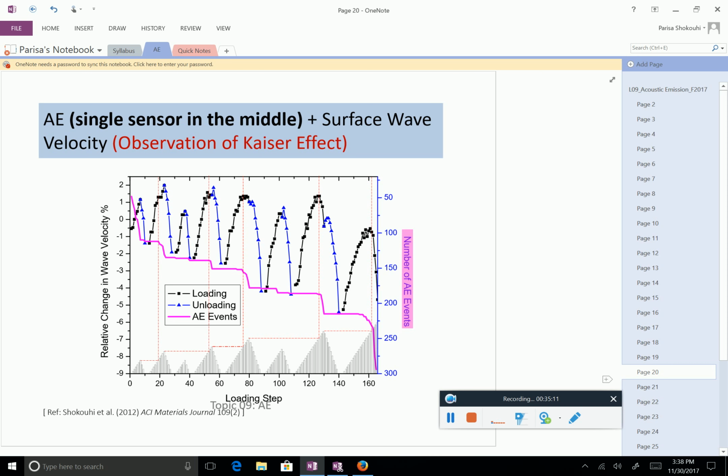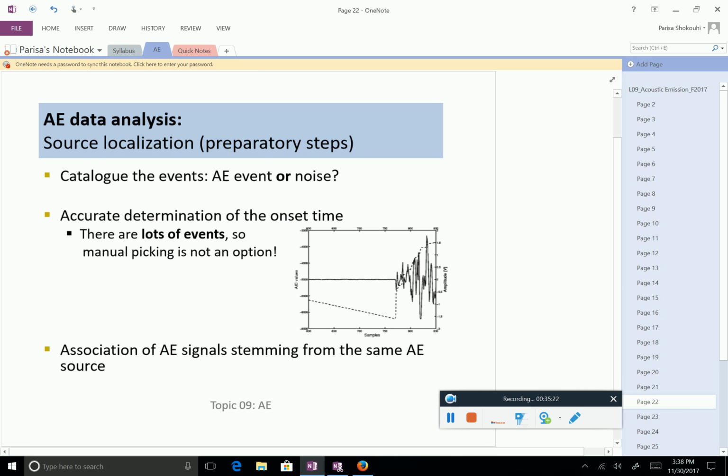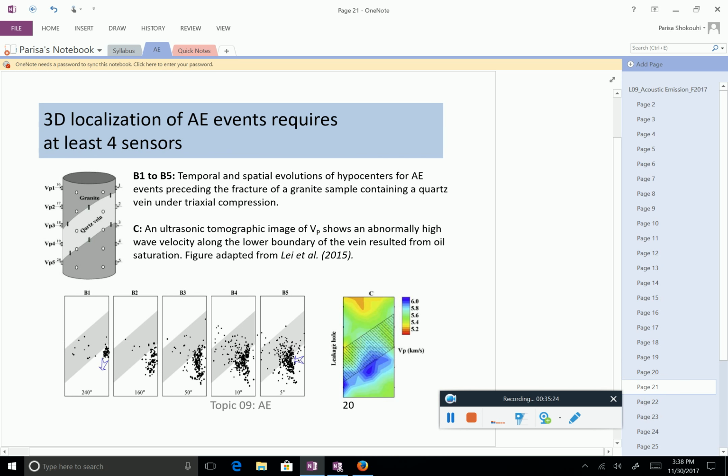Everything. Right? You put it in the middle because you want it to be close to everything that you have, if you only had one. As I said, if you need to localize the events, then you need to have a lot more sensors.